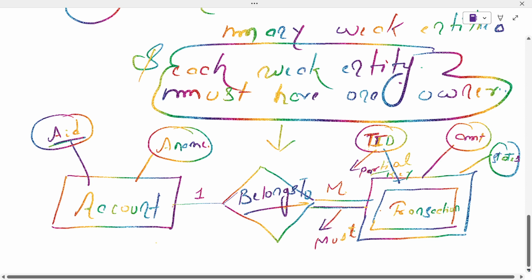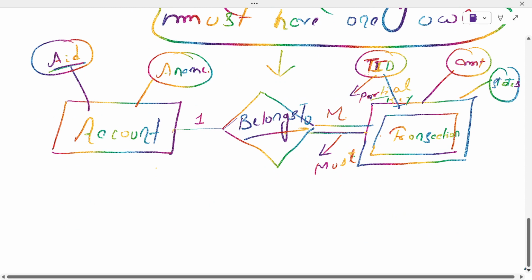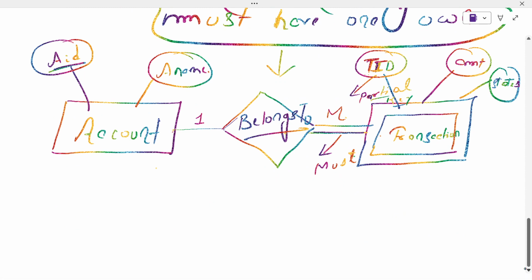This is our owner entity set, because the TID has to be dependent upon the AID, that is the account ID. It has to be associated with each account so that we can distinguish among all the entities, right? So this way we have this weak entity set and strong entity set relationship. So this is one example.